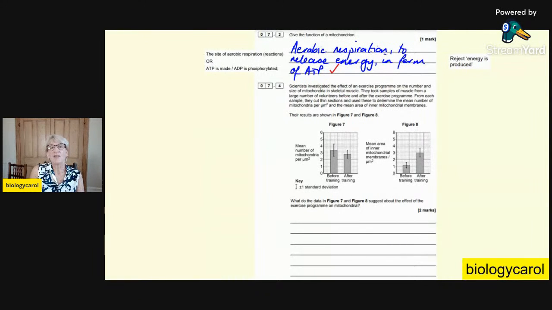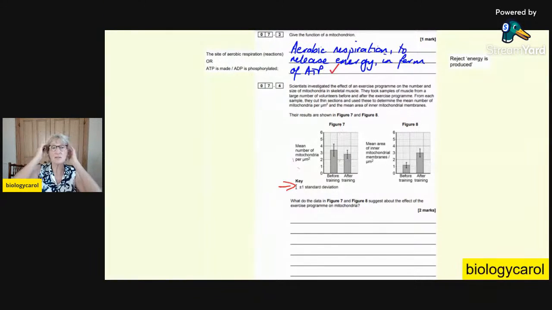Right, we're looking at the effect of exercise in these two. So they do a training program, and they test to see the number of mitochondria in the muscle before and after the training. And they also test to see the mean area of the inner mitochondrial membrane before and after the training. And here's the really key thing. Here's the clue in the question. Here is the standard deviation bars. What do the data suggest about the effect of the exercise program on mitochondria?